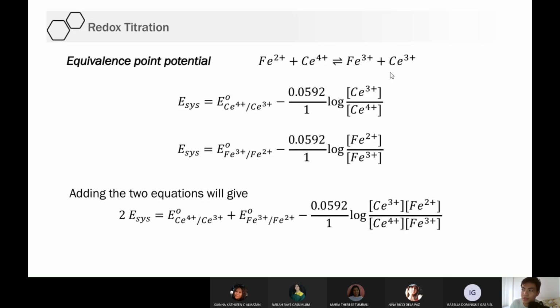So let's have this example. So we have iron 2 plus to iron 3 plus, cerium 4 plus to cerium 3 plus. So this is a redox process. Okay, so at equivalence point, no, we always assume that the E cell is equal to the E of the system. Okay. So, ganun ginagawa natin. At equivalence point for redox titration, E cell is equal to the E of the system.